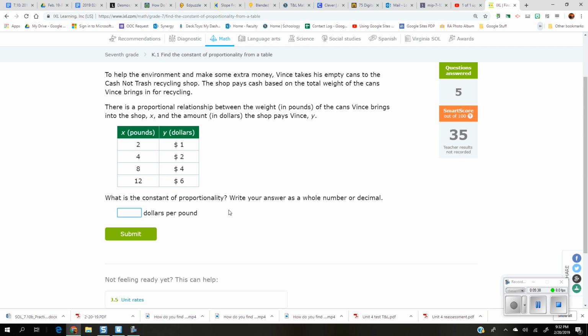I guess you're going to have to do the same thing here. 1 divided by 2, and use your calculator, which you should know that 1/2 is 0.5. 2 divided by 4 is a half. 4 divided by 8 is a half. So that's got to be a half. So it's got to be 0.5.